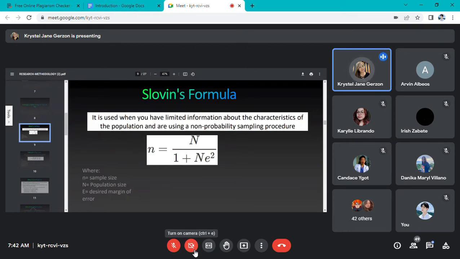If you guys are not familiar with the desired margin of error, it's because we cannot assume that our research will be 100% perfect. So we are going to provide room for errors. Now, for non-medical studies, most of the time we use 0.05 as our margin of error.